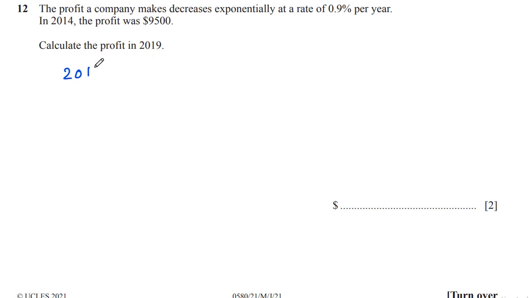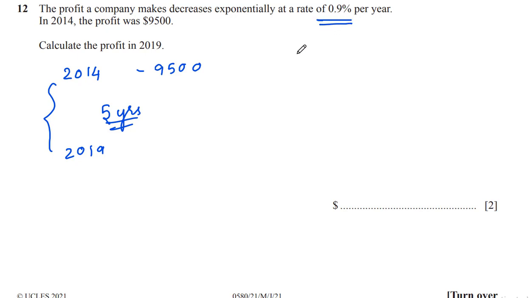So in 2014, it is 9,500, and now we have to find for 2019. How many years in gap? 14 to 19 is 5 years. In 5 years, how did it decrease? Yes, here they gave the rate is decreasing by 0.9%.